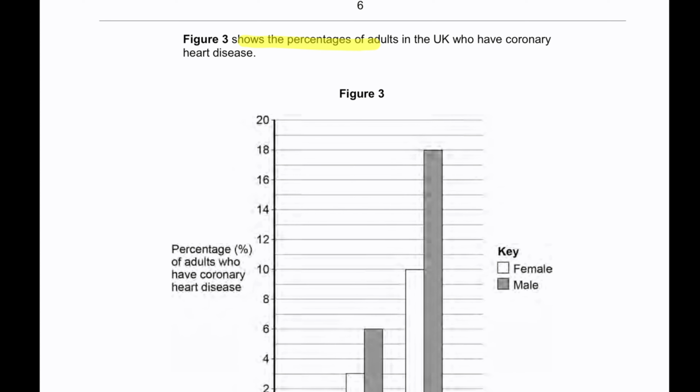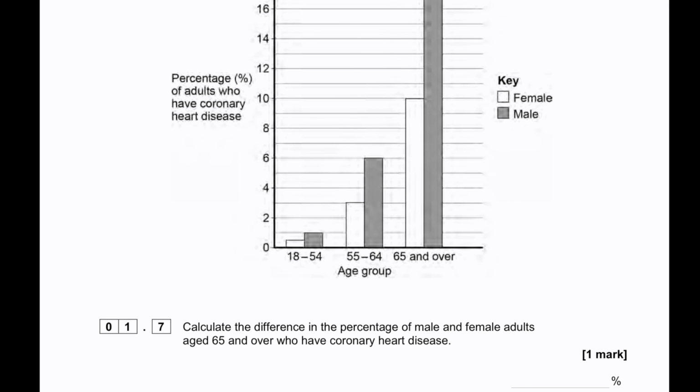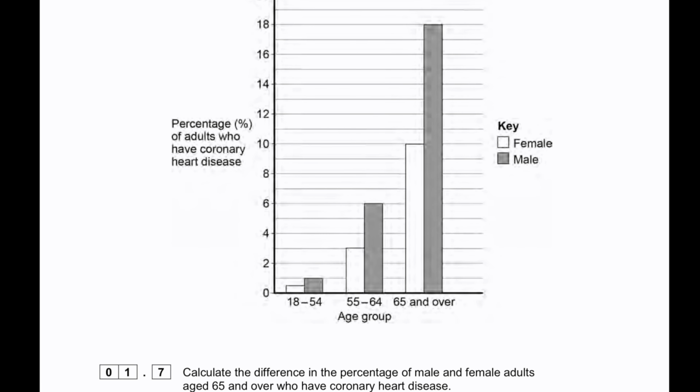Figure 3 shows the percentages of adults in the UK who have coronary heart disease. You can see the males and females. We notice a general trend is that as the age increases, the amount of coronary heart disease is also increasing. However, we also notice another trend, which is that males generally have a higher percentage of coronary heart disease than females.